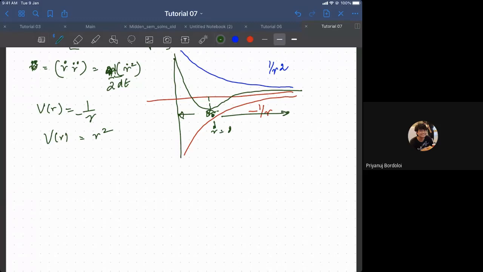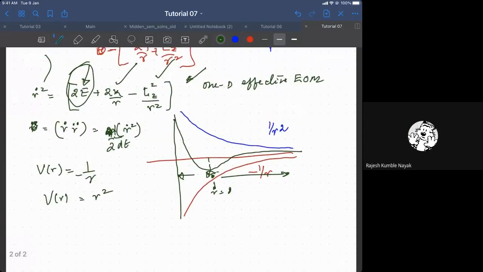Sir, that second V of r is r square, right? Not 1 by r square. No, r square would go like this. Yeah, but you wrote V of r is equal to r square. This one? Yeah, that is r square. That is not this.